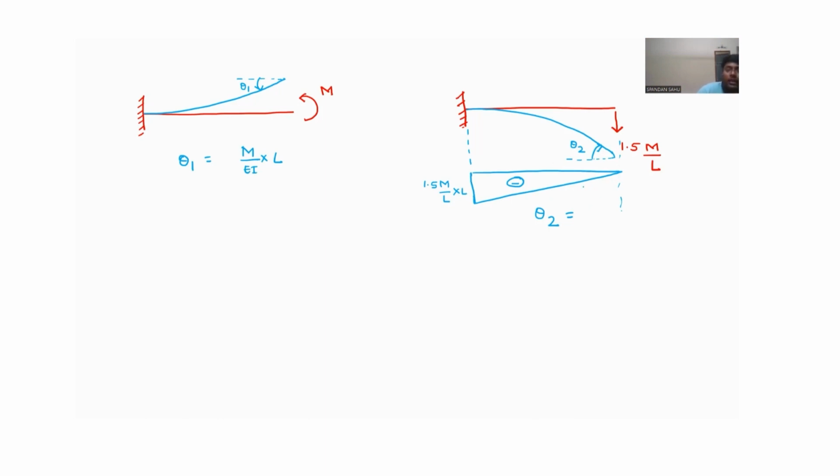This is just the area under this M by EI diagram, correct? Yes, sir. 3 ml upon 2 EI. How much are you getting? 3 ml upon 4 EI. Sorry, ml. 1.5 M. It should be 1.5 ml upon 2 EI.